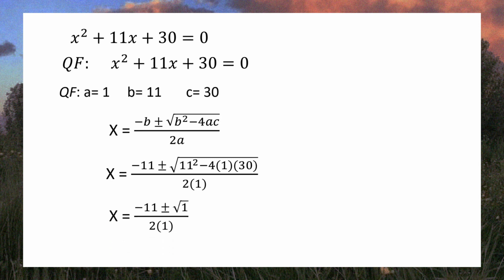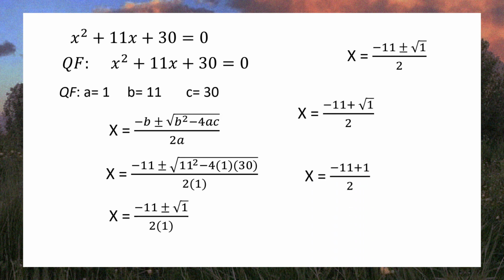So, nung pinalit natin, si negative b magiging negative 11 plus or minus square root of 11 squared minus 4 times 1 times 30. So, kung ano yung mga number na yan, yun lang yung mga values of a, b, and c. And then, simplify natin. Square ng 11 is 121. And negative 4 times 30 is negative 120. 121 minus 120 is positive 1.